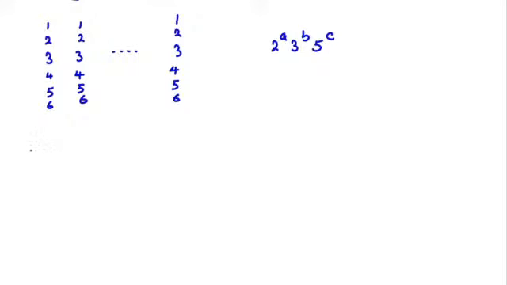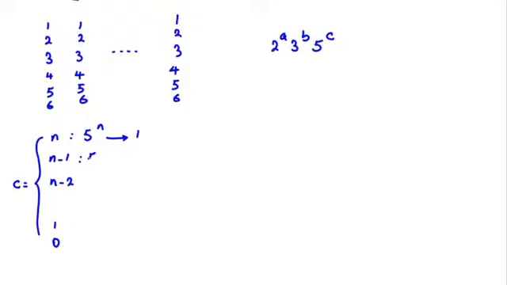5 to the c. C can be what? C can be, for example, n minus 1, n minus 2, 2, 1, and 0. Okay? So when you have n, the power of c is n, so all of them should be 5. So 5 to the n, we have one case.